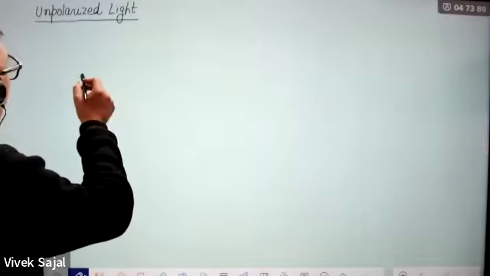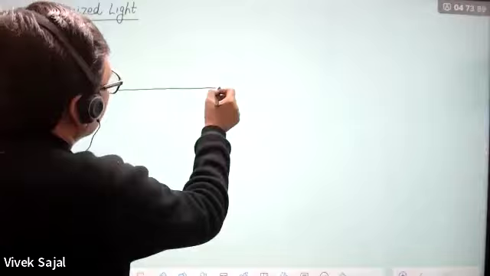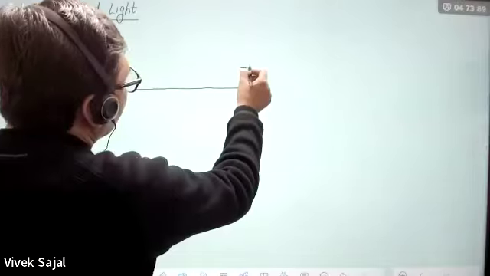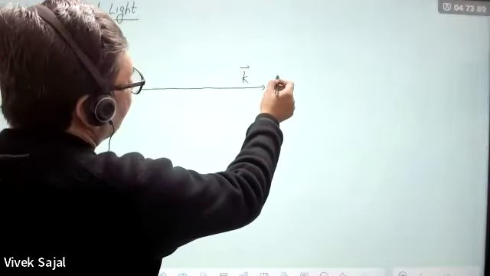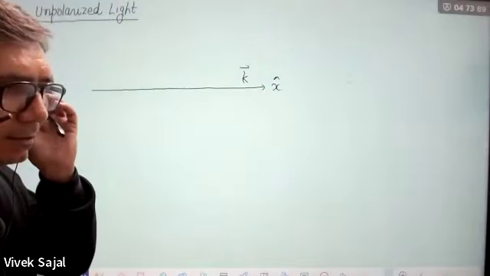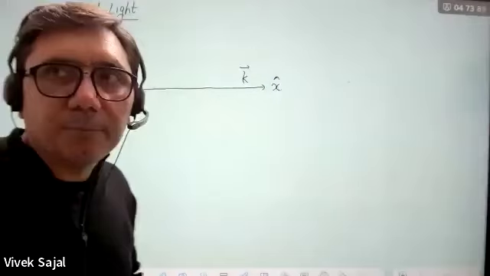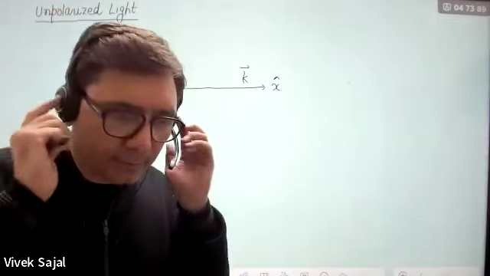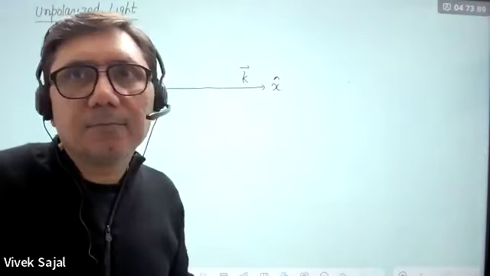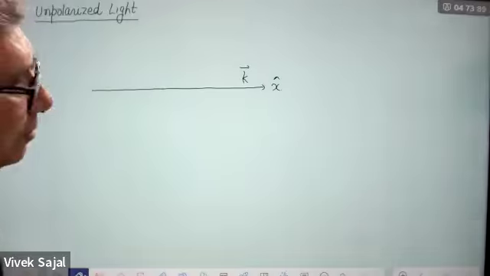So what will be the unpolarized light? Unpolarized light will be like this. This is the k vector. In unpolarized light, all the electric vectors are not confined to the same plane, right? When all electric vectors are not confined to the same plane, it is called unpolarized light. This will be unpolarized light.